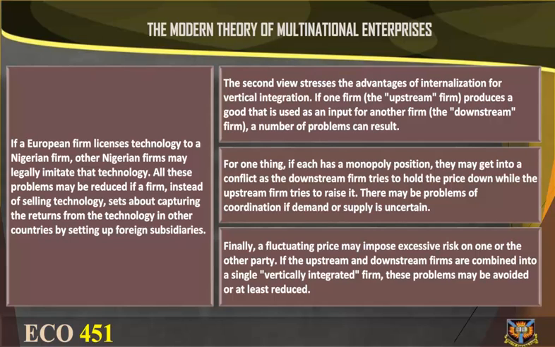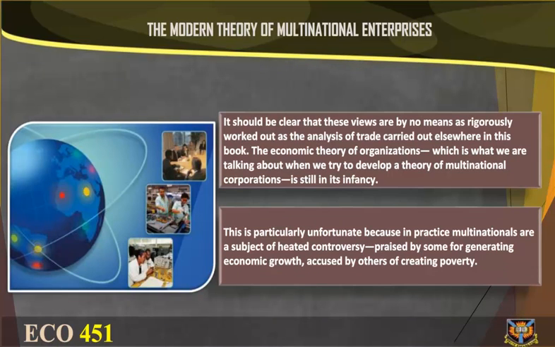There may be problems of coordination if demand or supply is uncertain. Finally, a fluctuating price may impose excessive risk on one or the other party. If the upstream and downstream firms are combined into a single vertically integrated firm, these problems may be avoided or at least reduced. It should be clear that these views are by no means as rigorously worked out as the analysis of trade carried out elsewhere in this book.